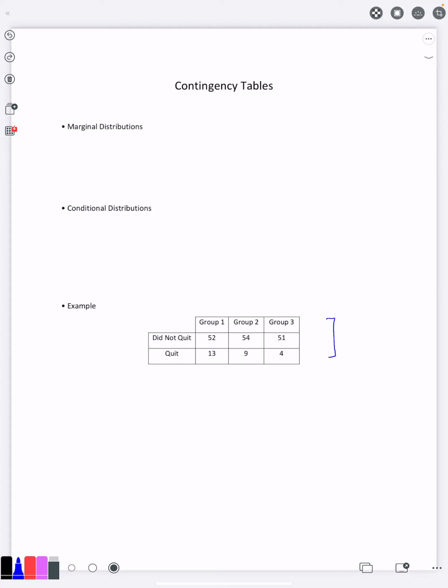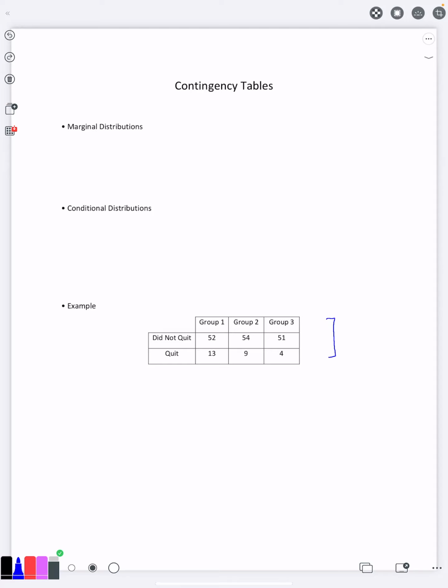So this data is made up, but the idea is whether someone quit smoking or did not quit smoking based on different treatments. In group one, everyone got the same treatment. In group two, everyone got a different treatment from the first group. And same thing, group three, maybe one of them is a control group. Regardless, when you have a table like this where you're breaking up people based on two different qualitative variables, this is our contingency table.